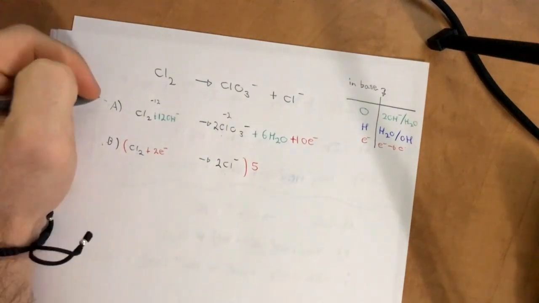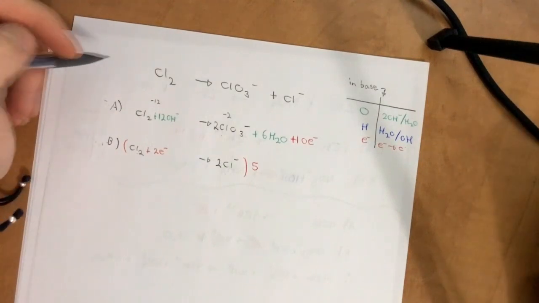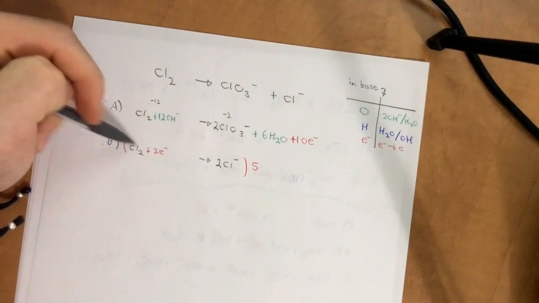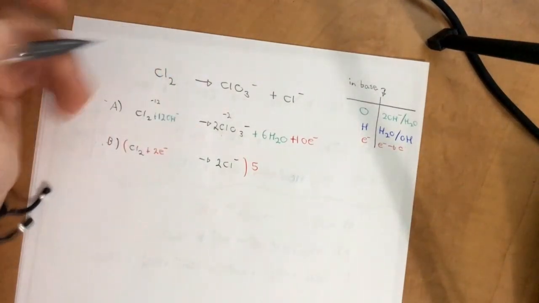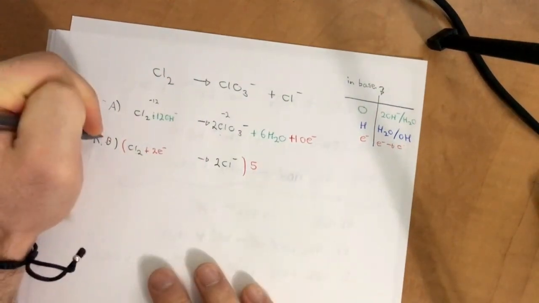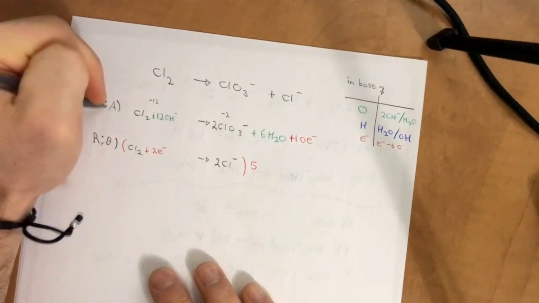Again, lastly, right before we move on, let's identify which one is our oxidation reaction and which one is our reduction reaction. So in the reaction B, we went from Cl2 to Cl minus, so we gained an electron. In that case, that is going to be our reduction, making the A reaction our oxidation reaction by default.